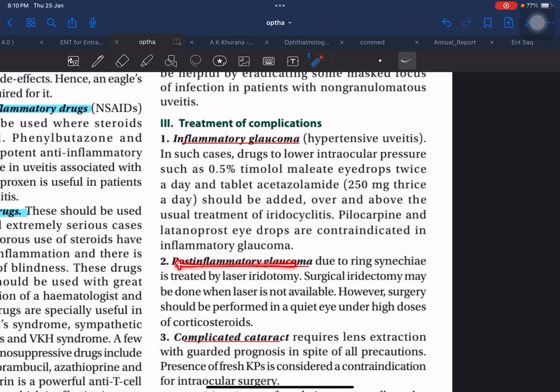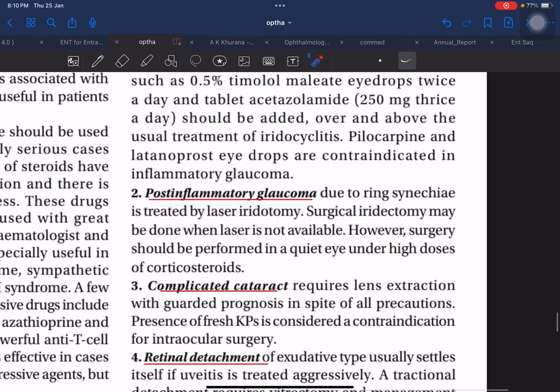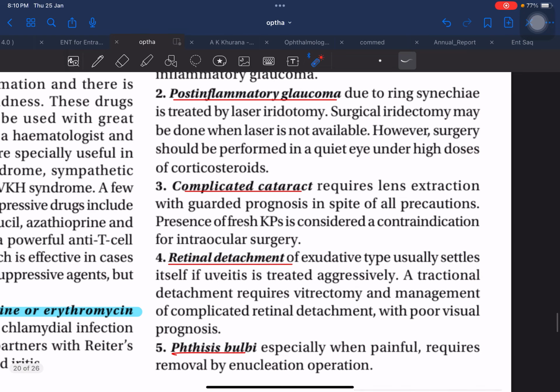Post-inflammatory glaucoma due to ring synechia is treated by laser iridotomy. Surgical iridotomy may be done when laser is not available. However, surgery should be performed in a quiet eye under high dose of corticosteroid. For complicated cataract, we do lens extraction with guarded prognosis in spite of all precautions. Presence of fresh keratic precipitates is considered a contraindication for intraocular surgery.